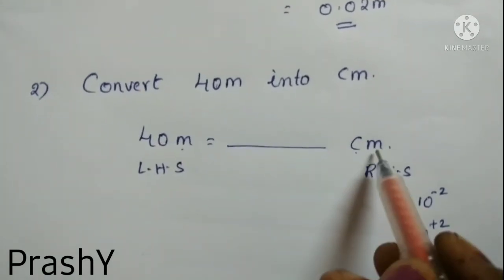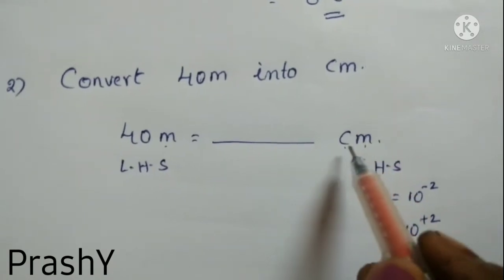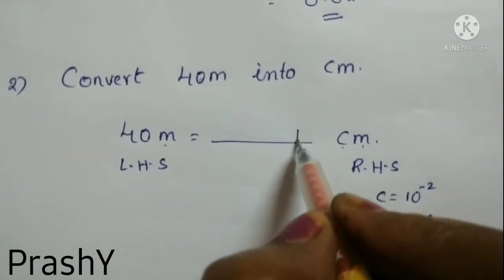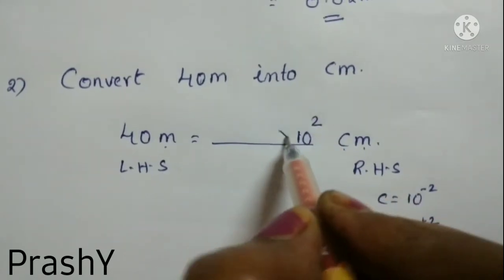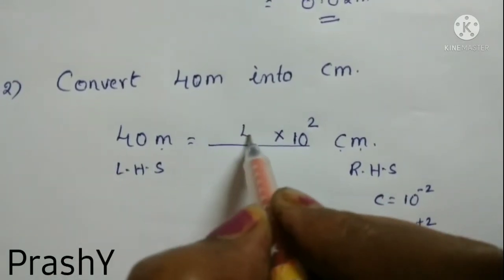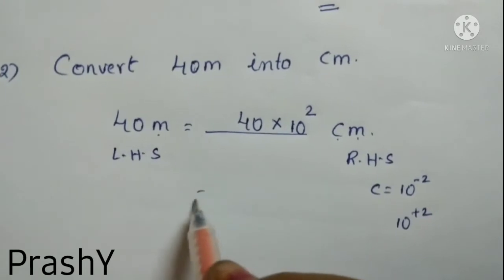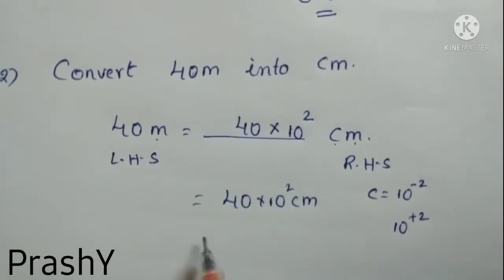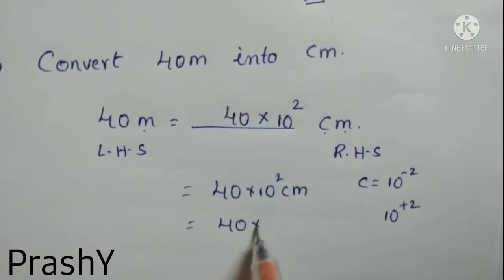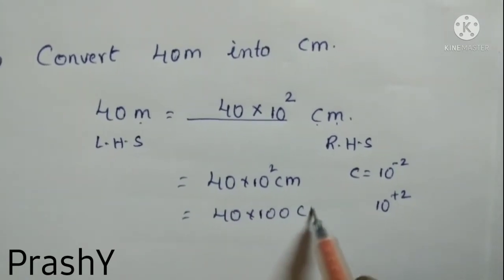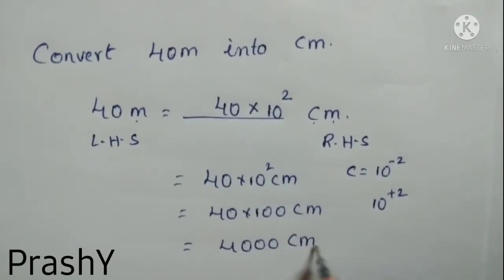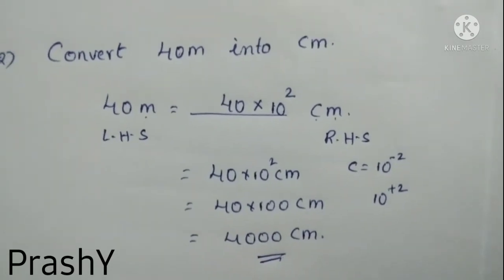Meter and meter, no need to consider. The centi value is 10 power minus 2. So, we are writing the reciprocal. So, reciprocal is 10 power 2, into the value of 40 as it is. That's all. 40 into 10 power 2 centimeters. That is equal to 40 into 100 centimeters. That is equal to 4000 centimeters.